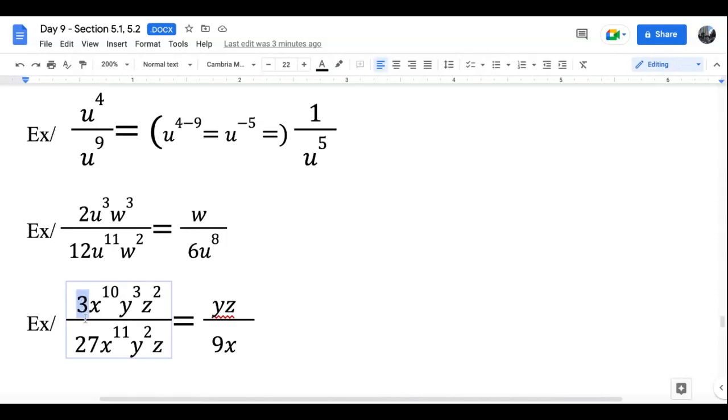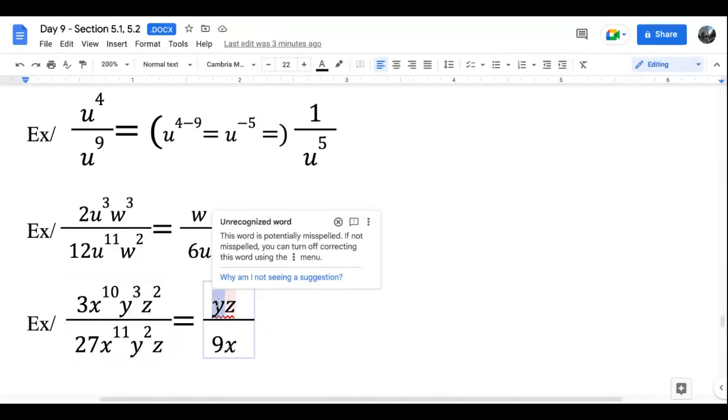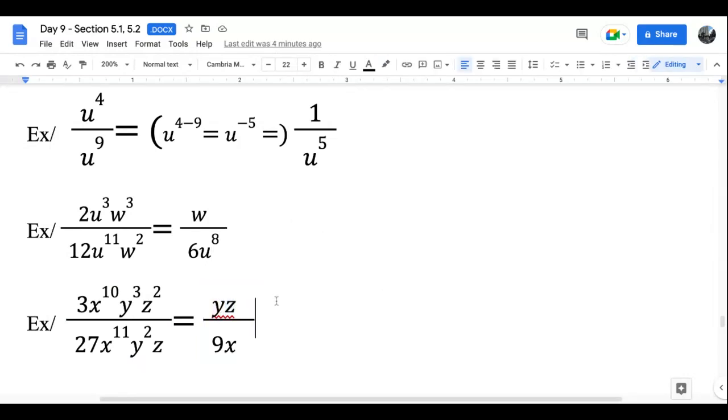Let's see this one. 3 divided by 27, that's 1 over 9, right? Because 3 goes into 27 9 times. x to the 10th divided by x to the 11th. Well, the denominator has the bigger exponent, so that just means x to the 11 minus 10, which is 1. And y, we have y cubed divided by y squared, so that's just y. Right? Then we have z squared divided by z, so that's just z. Any questions?